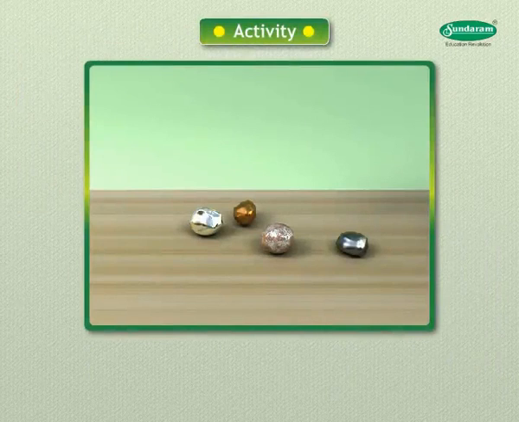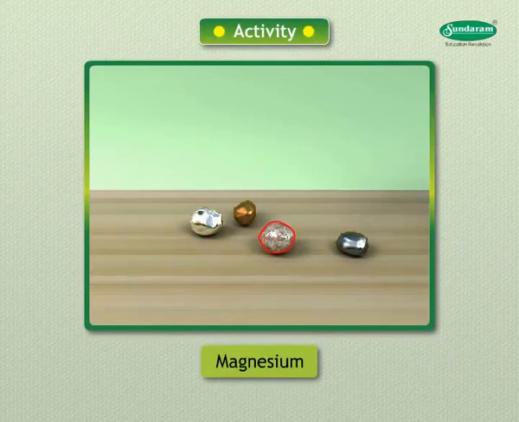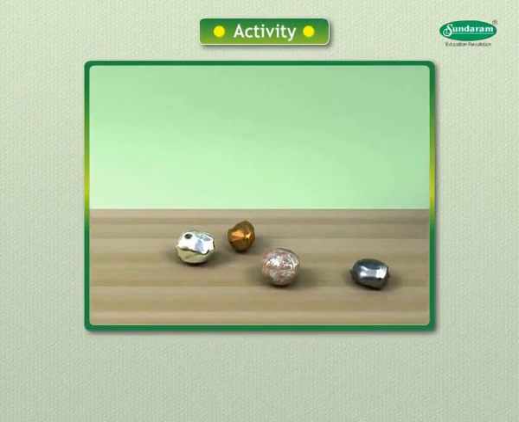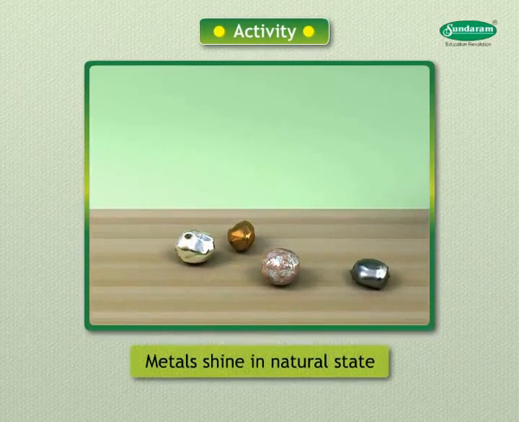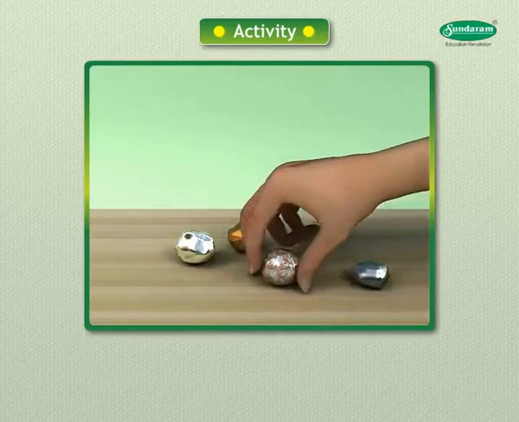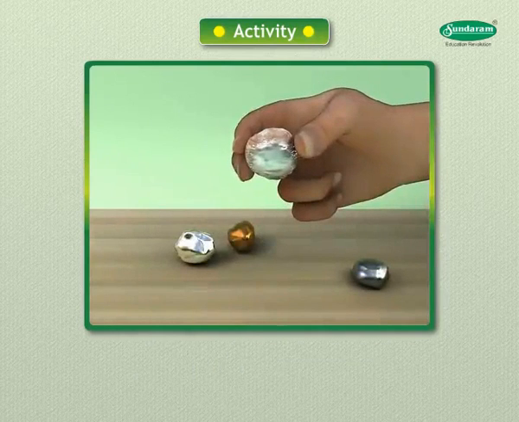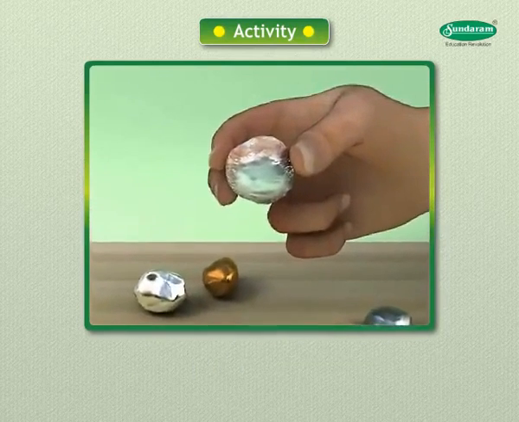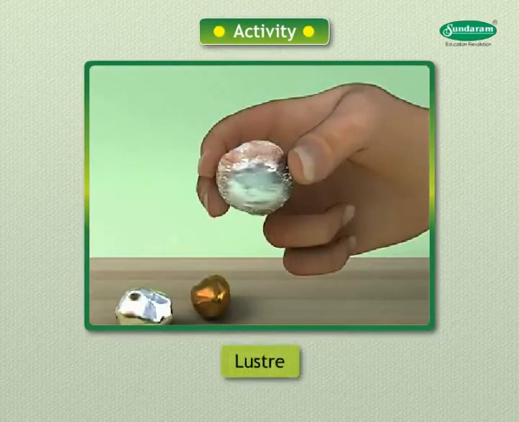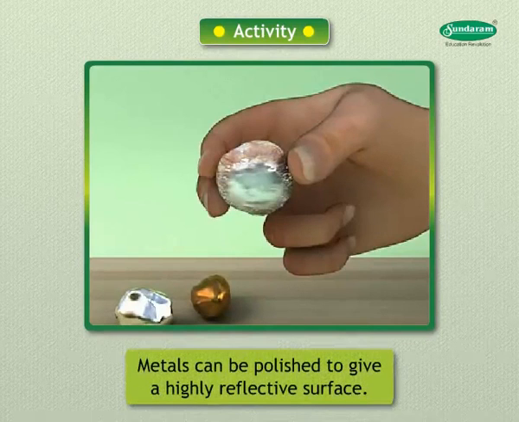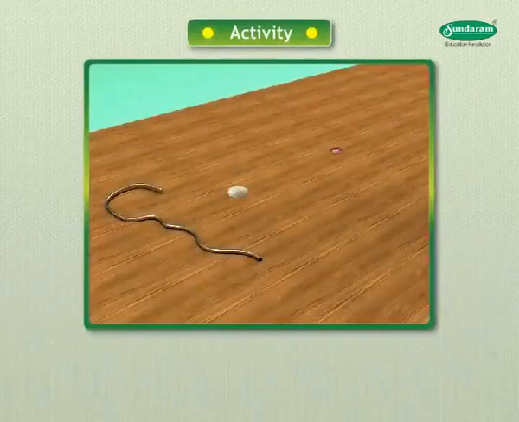Take samples of metals like iron, copper, aluminium, and magnesium. Note the appearance of each sample. We find that all metals shine in natural state. Clean the surface of each sample with sandpaper and note their appearance again. When polished, it has a reflecting surface. It is a luster. Metals in their pure state have a shine and can be polished to give a highly reflective surface.